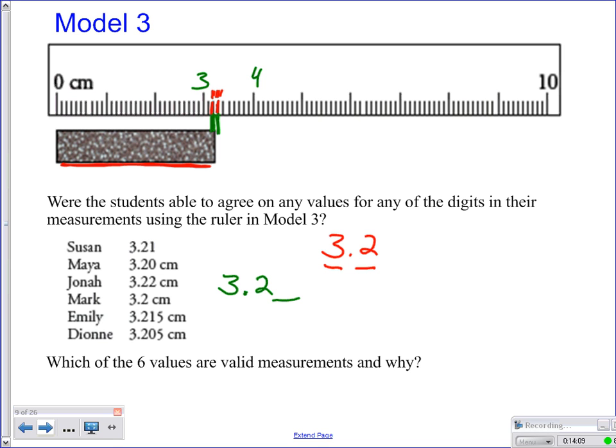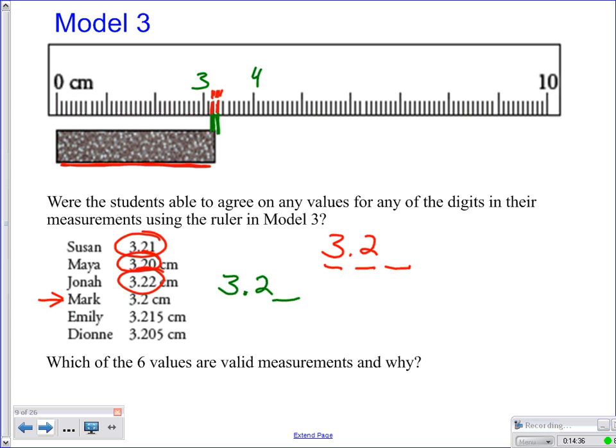So to say, there's that estimated 3.21, that's correct. That looks great. 3.20, yeah, that's valid. It's hard to read. Maybe it does just fall on that 0.2. 3.22, that could be true. That's about it, because now Mark's answer here of 3.2, he's not doing an estimated digit, so that's not valid.